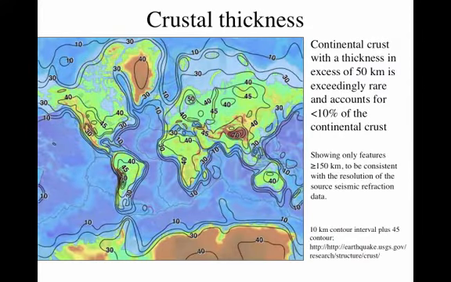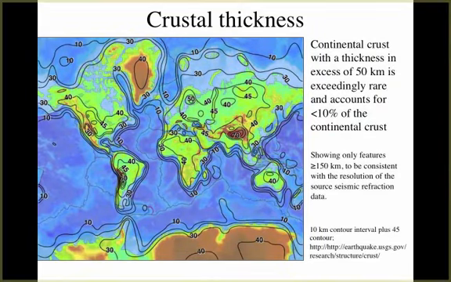We should look at crustal thicknesses too, globally. This map shows areas of note where continental crust is thicker than 50 kilometers. It's relatively rare, but beneath Greenland, the Himalaya, Antarctica, and the Cordillera, those are areas where we've got deep crustal roots, and they account for less than 10% of all the continental crust.